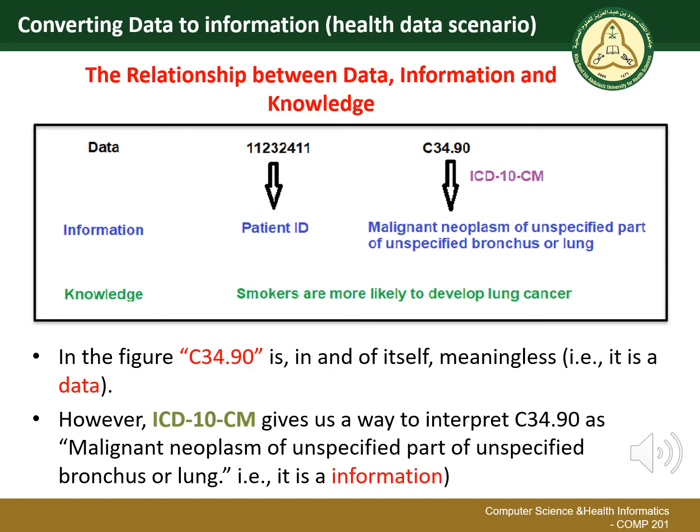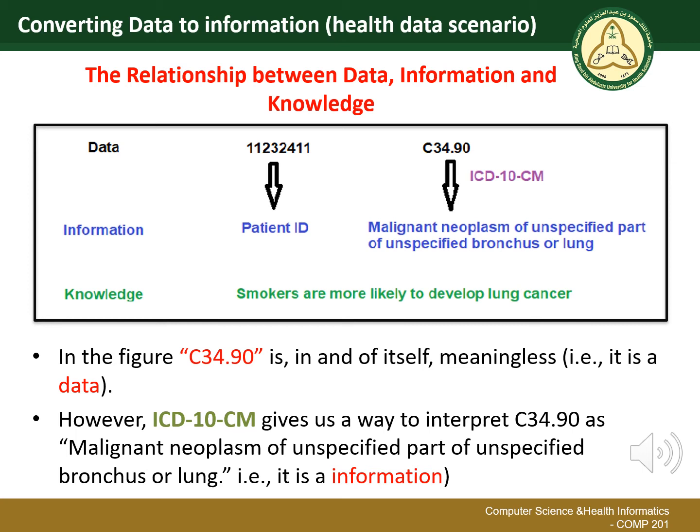Now let's talk about converting data to information in a health data scenario. The relationship between data, information and knowledge in a health data scenario. As you see here, for example, I have data: 112324111. This is just a number. It doesn't have any meaning, so it is just data. In order to convert it to information, when I say that the patient ID is 112324111, I have here converted the data to information, I made it meaningful data.